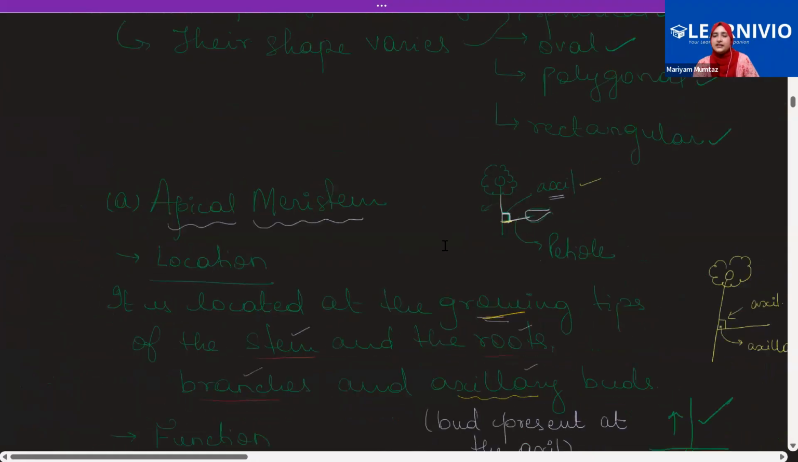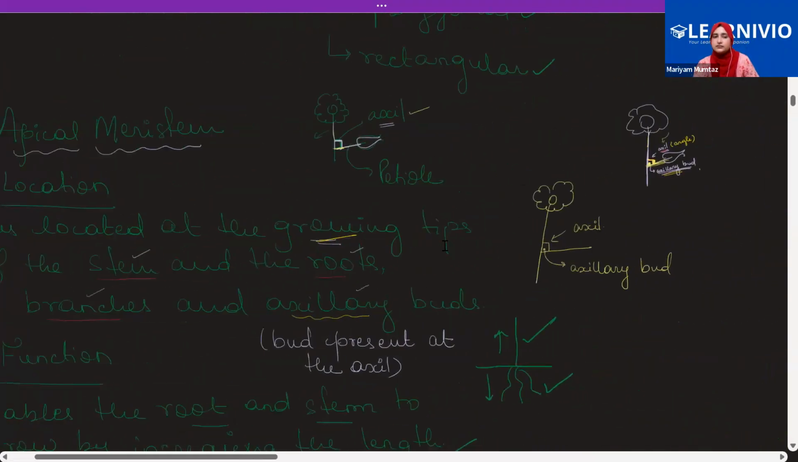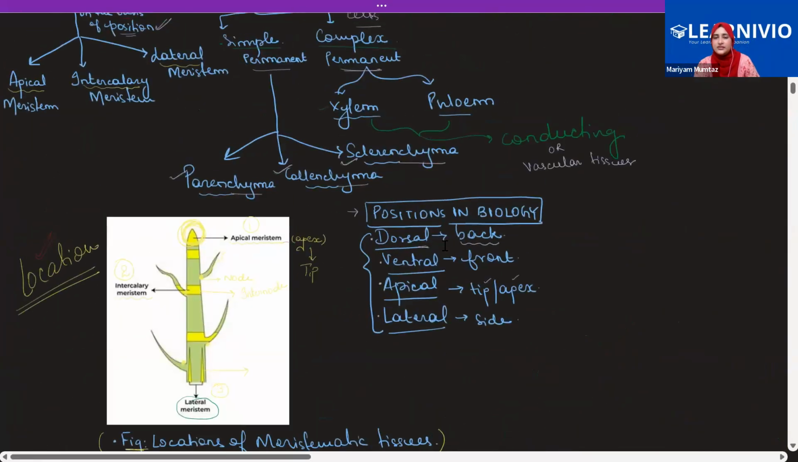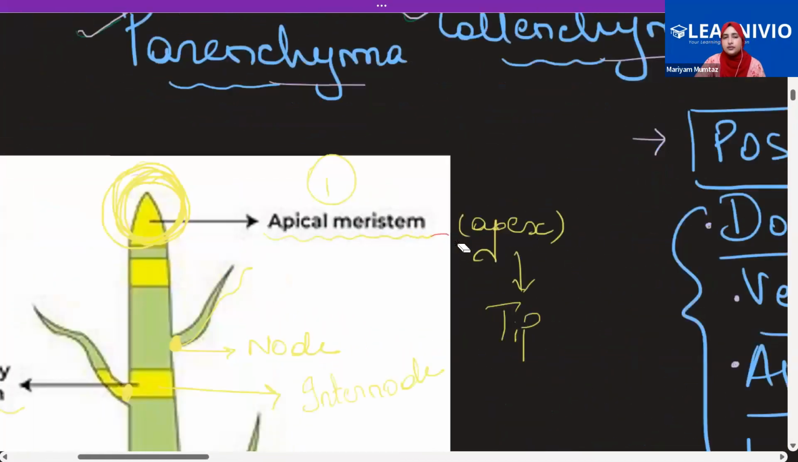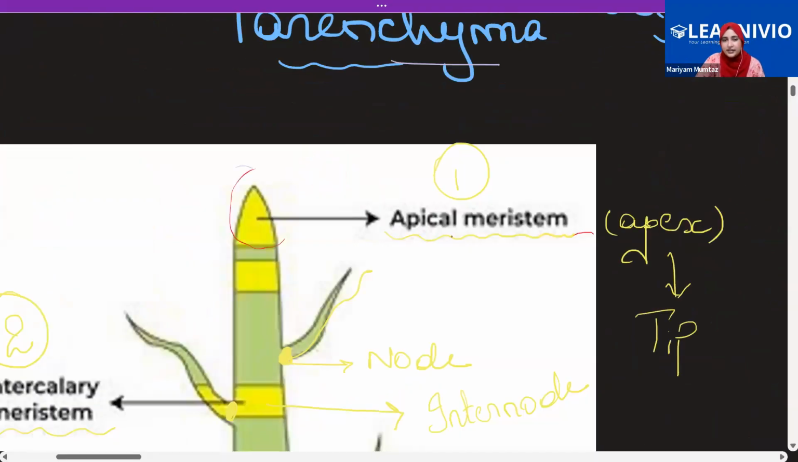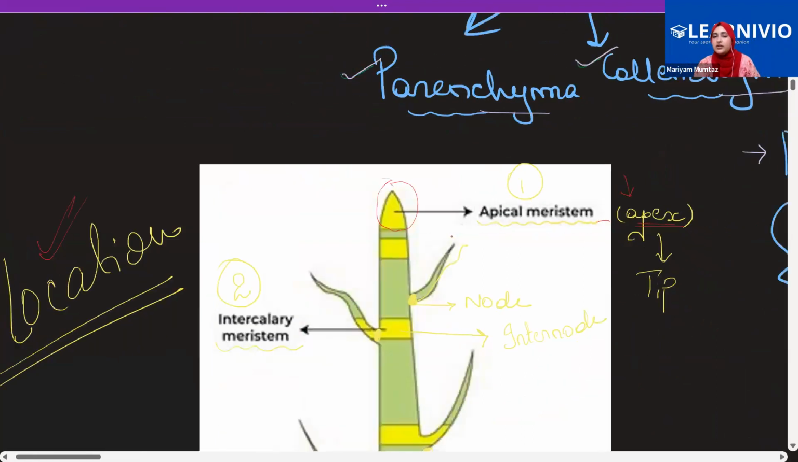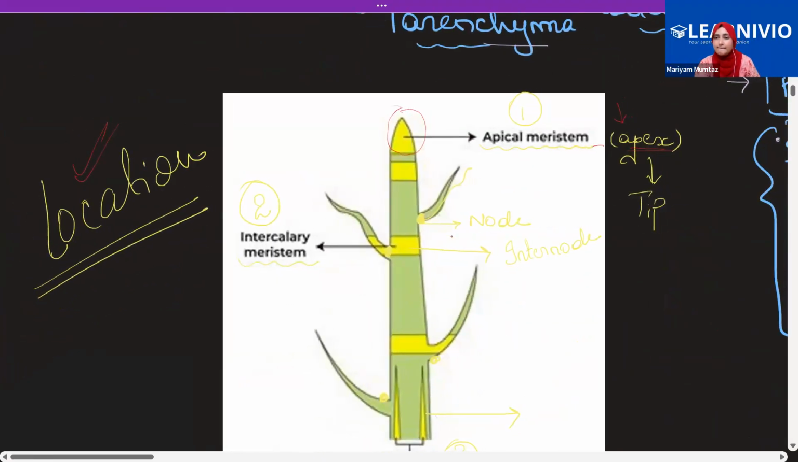So now we're going to see the different types of meristem. In this diagram, the one that you see at the tip portion of the plant, at the tip, is called the apical meristem. It is the meristem that is present at the apex, which means the tip of the plant. Understood? Yes, ma'am.